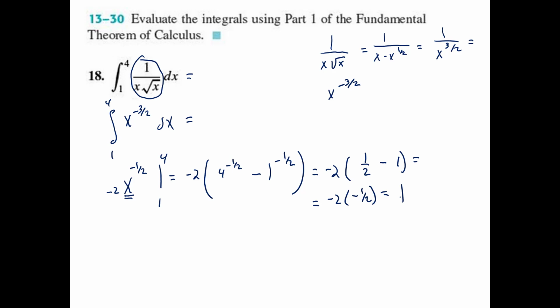Now, your answer needs to make sense. Over the interval from 1 to 4, this expression here is always positive. And so then your area must be positive, and that's what we got. You can have negative answers, but in this problem, since it was always positive, if you ended up with a negative, that would have told you, hey, you did something wrong, got to figure it out.